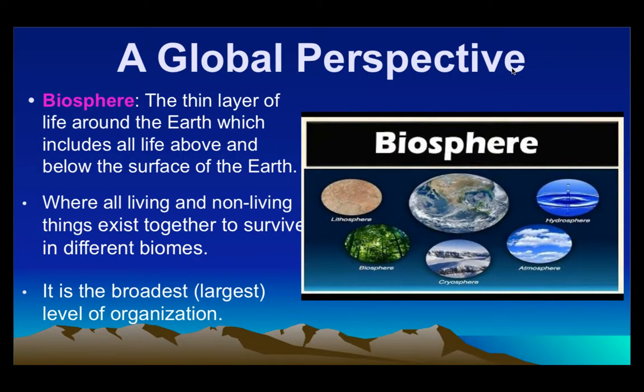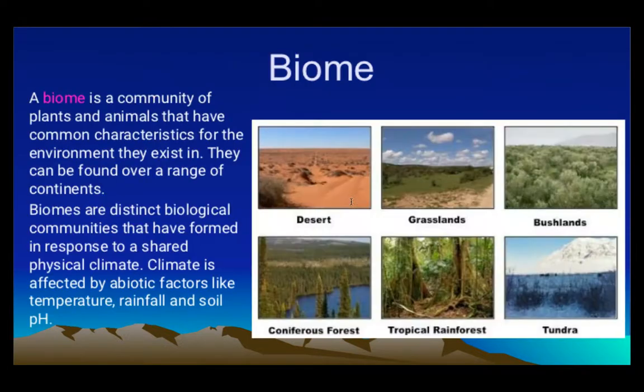So the biosphere is the thin layer of life around the Earth, the surface of the Earth. It includes all life above and below the surface, where all living and non-living things exist together to survive in different biomes. So you have a picture of the biosphere here. It includes the hydrosphere, which is water, atmosphere, which is the air, cryosphere, which is ice, and the biosphere, life, and lithosphere is the land. All of those work together to form Earth. The biosphere is the broadest or largest level of organization.